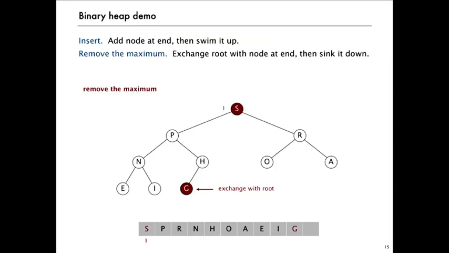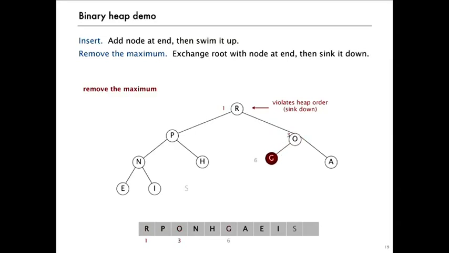Let's remove the maximum again. Again, we take it out by exchanging, this time G with the root, and then decrease the size of the heap by 1, just take that out. Now the node at the root violates the heap order, so we have to exchange it with the largest of its 2 children. In this case, that's R. Again, G is not larger than its 2 children, so we have to exchange it with the larger of the 2, that's O. And now we're done, we've removed the largest again.